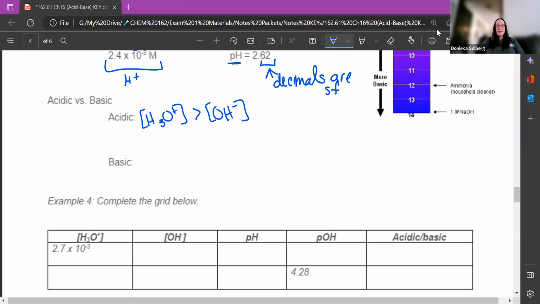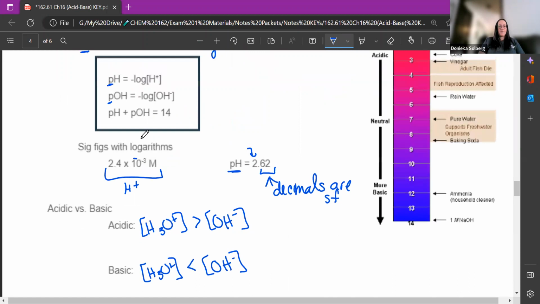If something is basic, that would just mean I have more of the base part. So H3O plus concentration is less than the hydroxide concentration. And if they were equal, that would put me at a pH of 7. Okay, so we can calculate all of these using the equations that I gave you right up here.